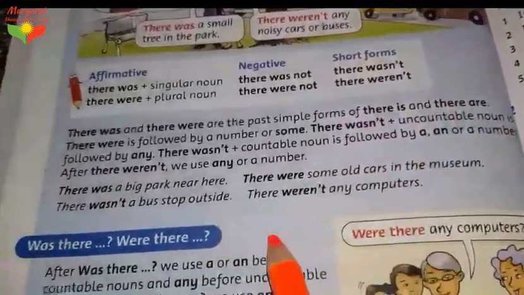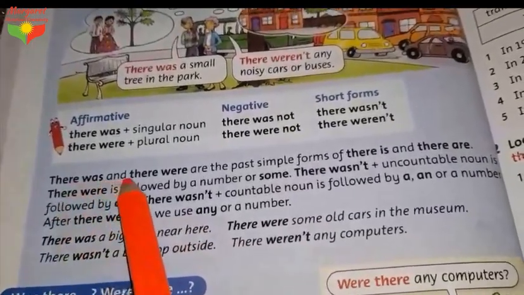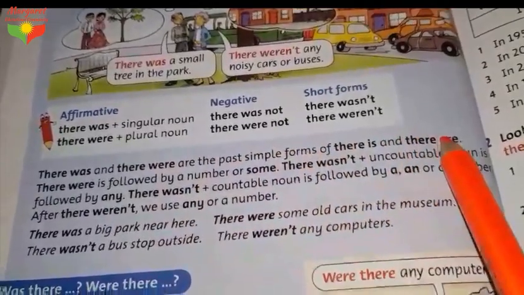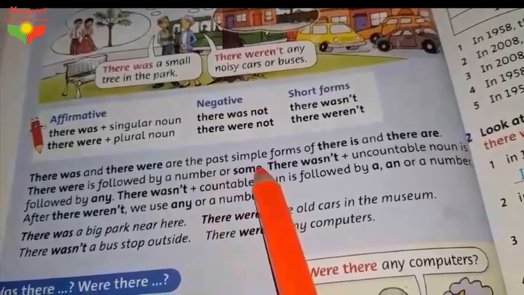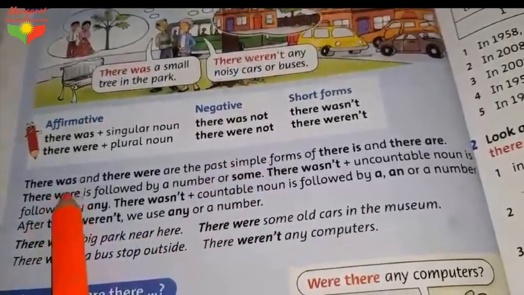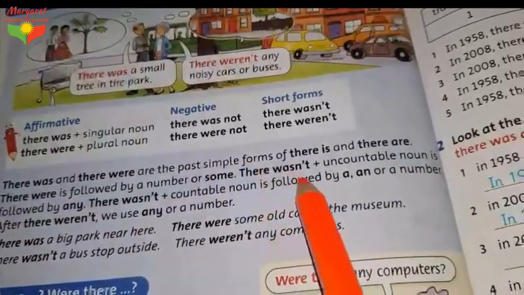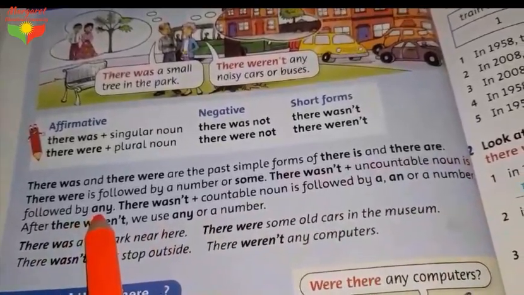So now let's practice. First, let me read this for you. There was and there were are the past simple forms of there is and there are. We talked about that. There were is followed by a number or some. You can use some only with there were because when you talk about some things, it should be plural. There wasn't plus uncountable noun is followed by any.